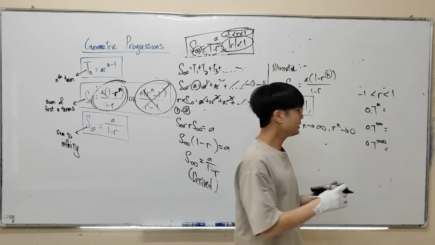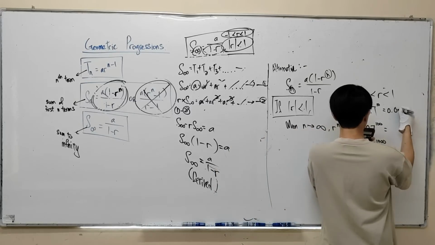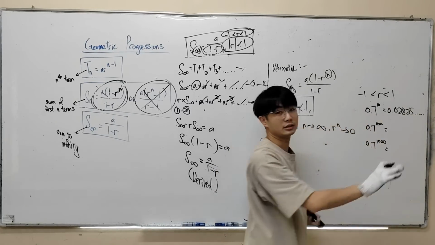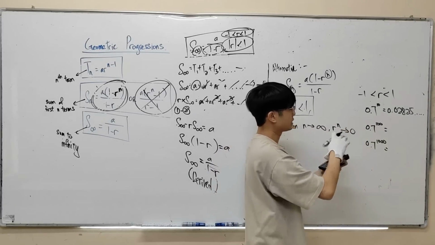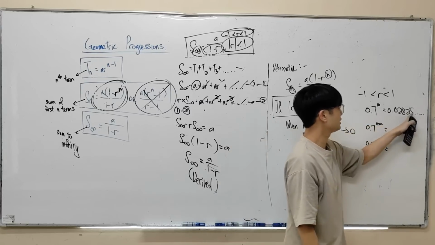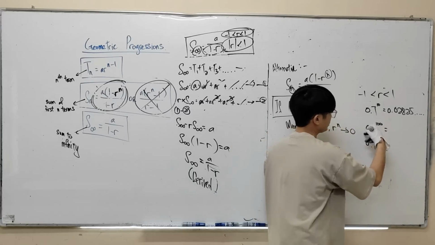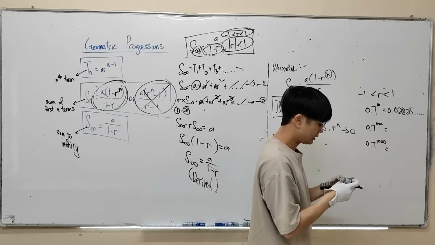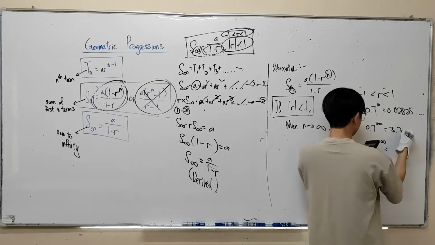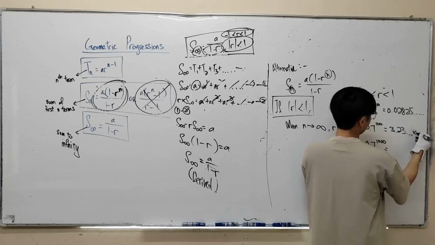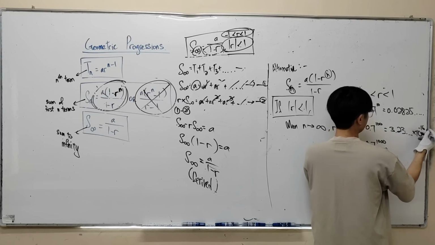So my calculator gives me 0.02825 and then it keeps going. Yeah, but we just write four significant figures, though there are still a lot of numbers here. And then let's press this one, 0.7 power 100. My calculator gives me 3.23 times 10 power negative 16, and there are still many numbers here.